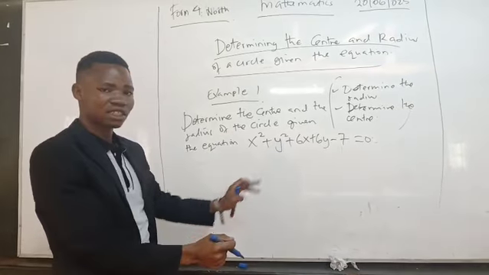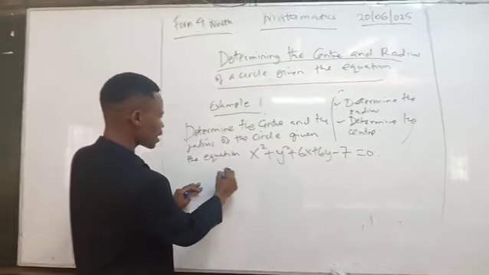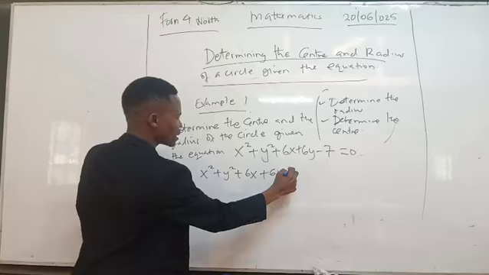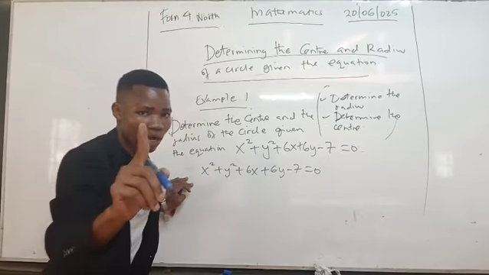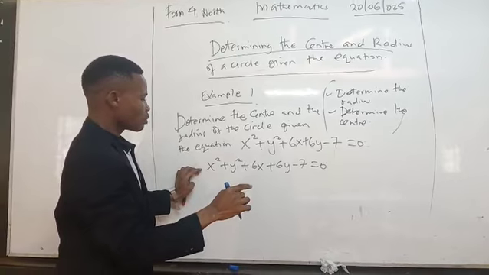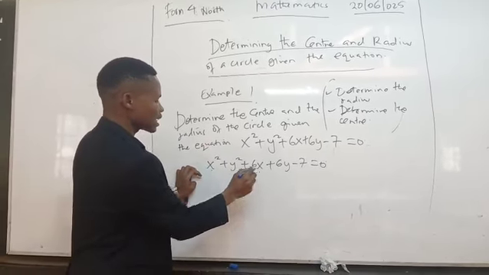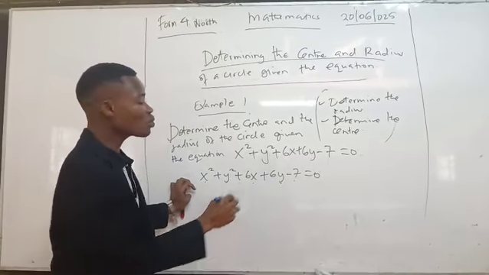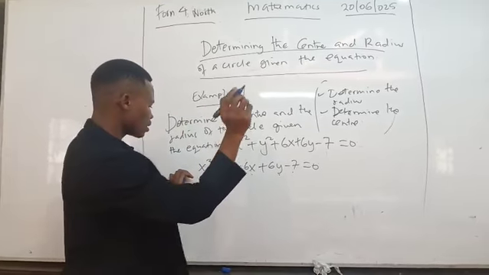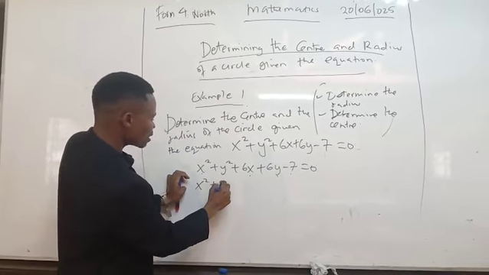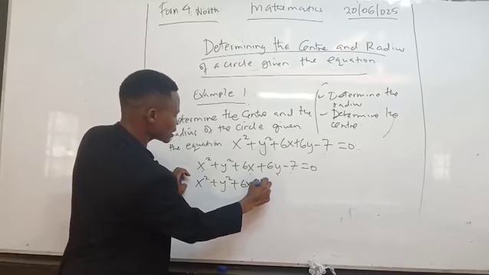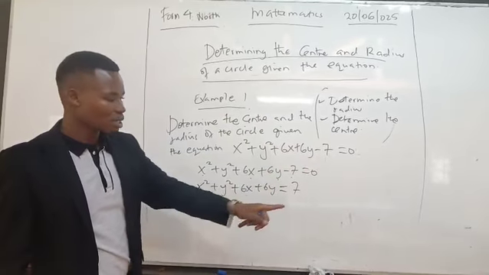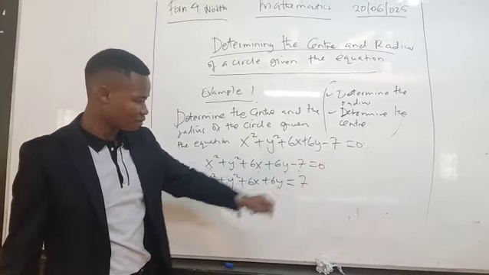Okay, let us rewrite this equation afresh. We have x squared plus y squared plus 6x plus 6y minus 7 is equal to 0. Number one, we collect the like terms. This and this are like. This and this are also like. But this is not like to both of them. So we take this whole number to the other side. We have x squared plus y squared plus 6x plus 6y is equal to 7. When 7 crosses the other side, it becomes positive. Originally it was negative.